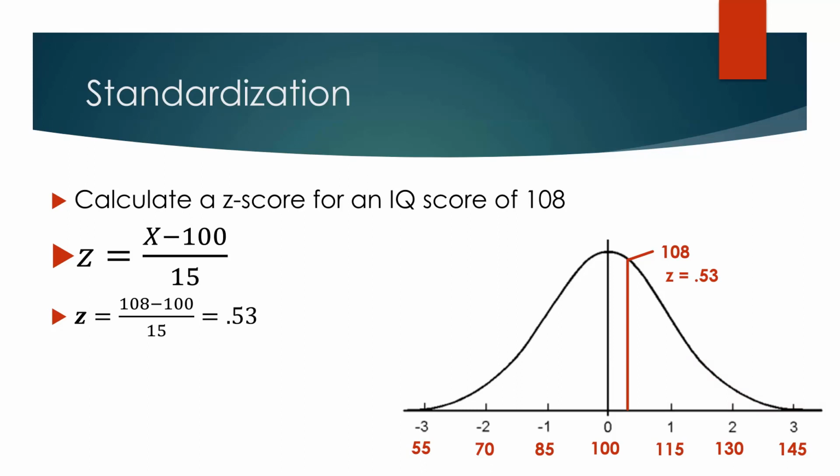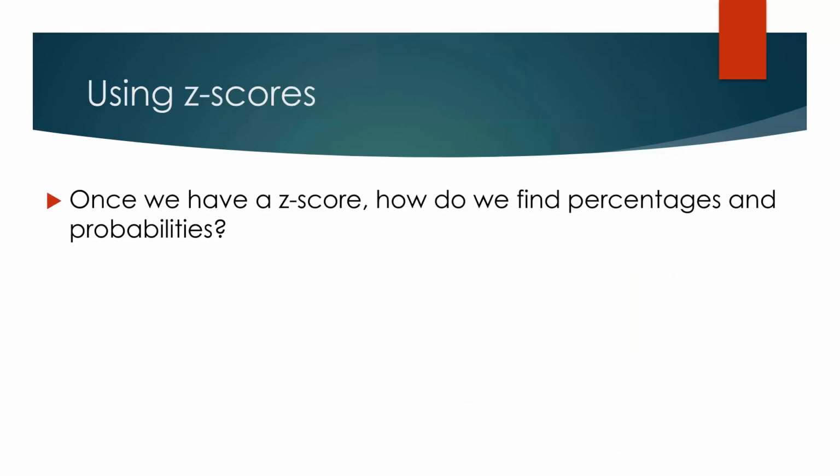So what do we use the z-scores for? Once we have a z-score, we can use it to find these percentages and probabilities. And we need to use something called a z-score table.